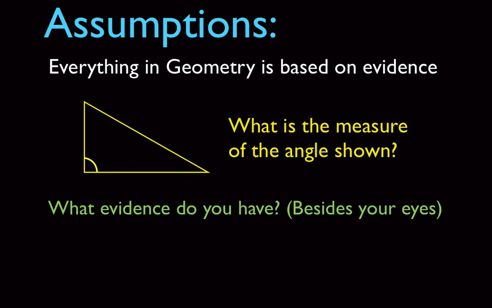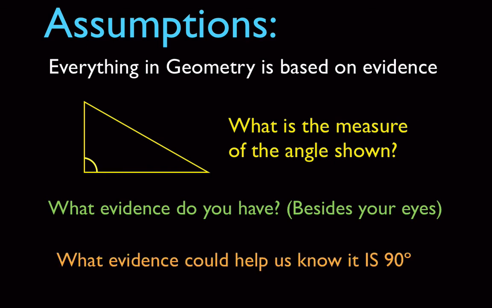So basically what I question is, what evidence do you have besides just your eyes, which may very well be tricking you if I didn't draw that picture to scale? You don't have any. You need something like a label. You need a little square in the corner, which tells you it's 90 degrees. You need the other angles so that you can figure out that angle. Those are all pieces that you'll need.